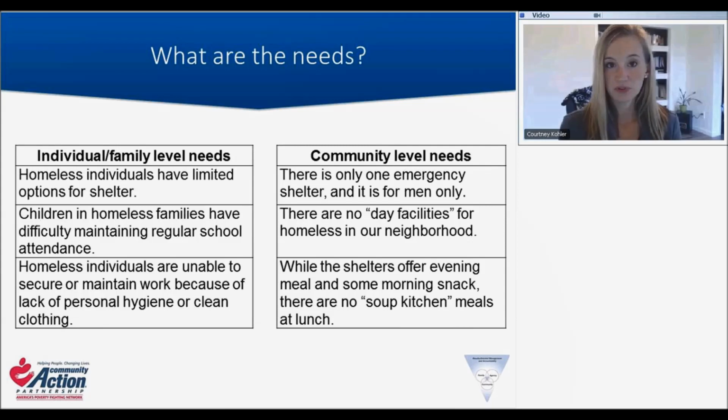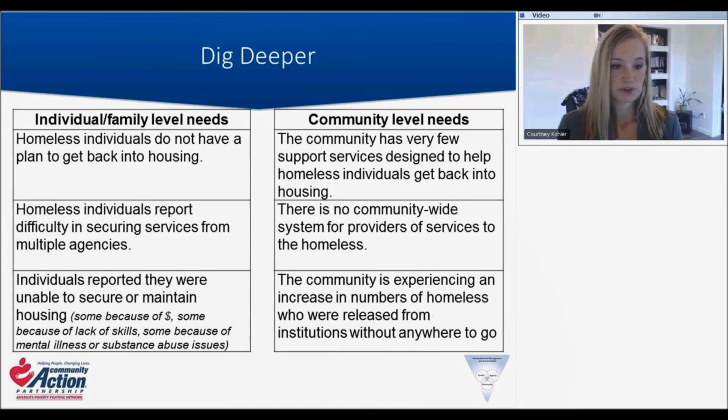Then, as we look at the community level needs, there is only one emergency shelter, and it is only for men. They also found that there are no day facilities for the homeless in the neighborhood. And while shelters offer an evening meal and some morning snack, there were no soup kitchen meals at lunch. These are the two different levels of needs as we identify the need here.